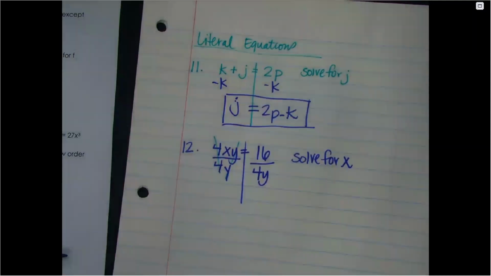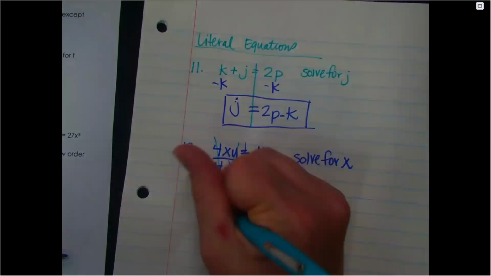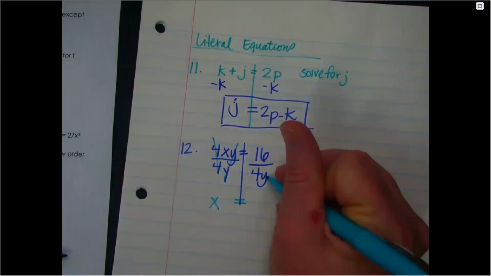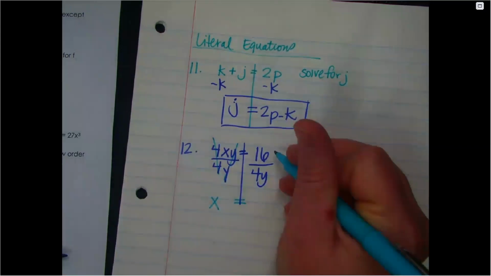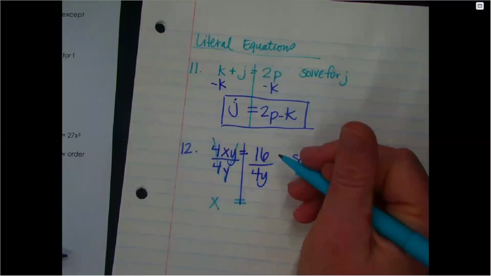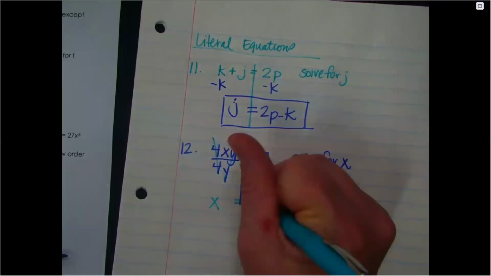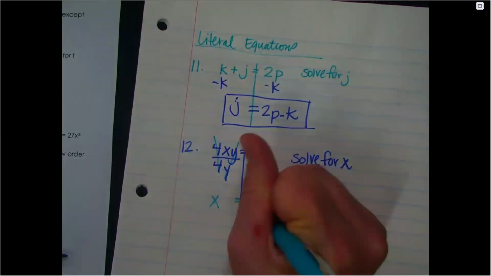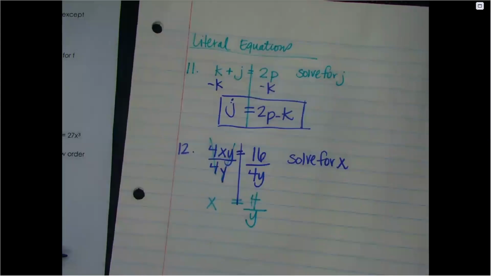X equals, now we have to simplify. What's 16 divided by 4? 4, but what do we do with this y down here? There's not a y on the top, so you're going to leave it down. So on top, it simplifies to give you 4, but you have to leave the y on the bottom. I know that looks weird, but there's nothing on the top to cancel it out, so you have to leave it down there.